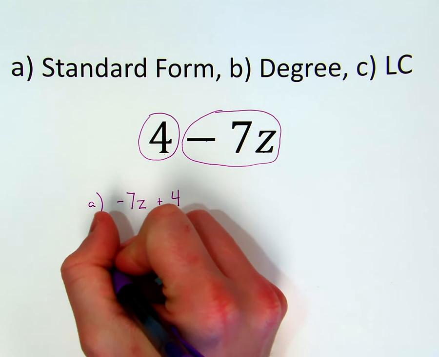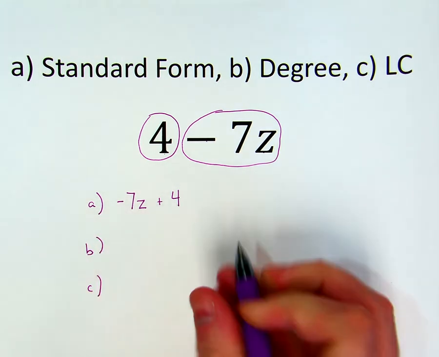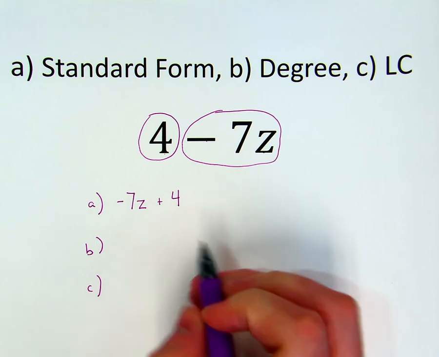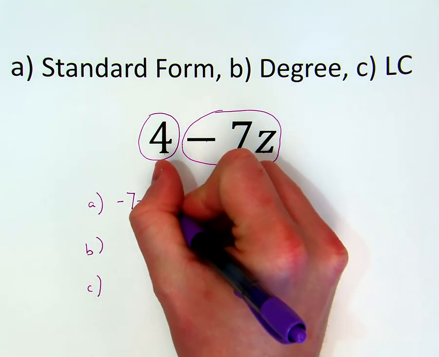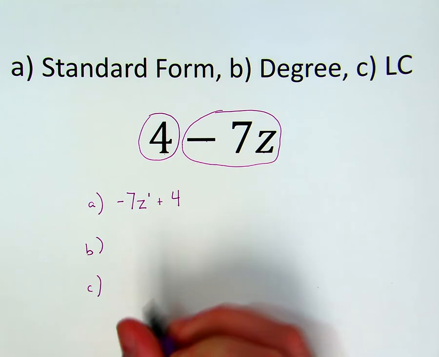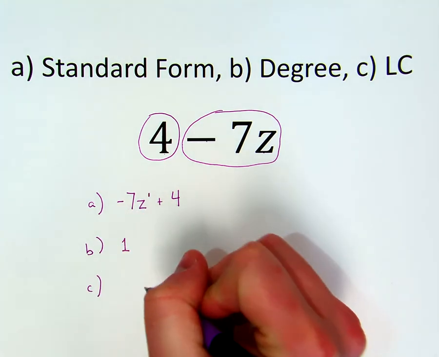Once rewritten in standard form, it's easy to identify the degree and the leading coefficient. The degree is the largest exponent in the polynomial. In this case, there's no exponent next to the z, so we can assume it is a 1. So the degree of this polynomial is 1.